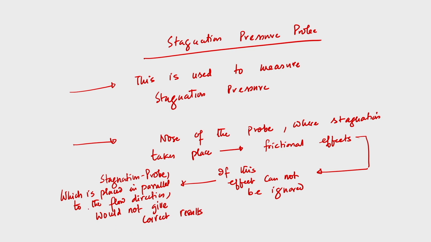So, what we understood is that in most cases, if the flow field is uniform and steady, then if we place the probe whose axis is parallel to the flow direction, we can ignore the frictional effect, but in most cases we cannot ignore the frictional effect. That means at the nose where the hole is placed, where stagnation takes place, because of the frictional effect the flow field will be disturbed locally and we won't be able to measure the pressure correctly.